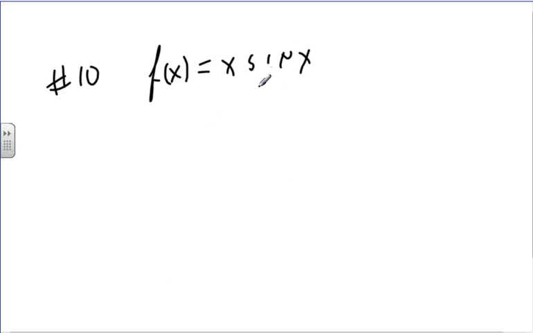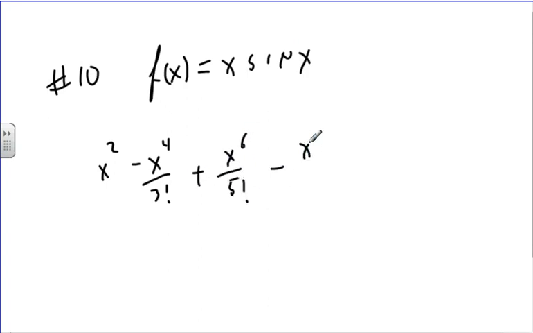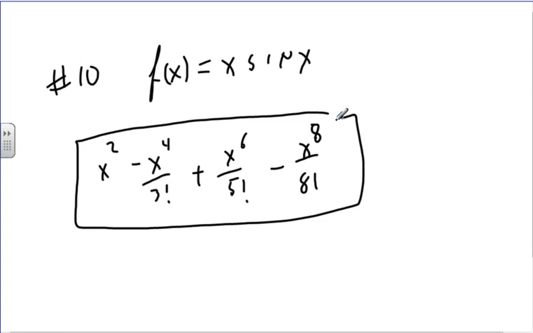Next guy is number 16. No, it's not. Number 10. All right, so number 10 is x sine x. Oh boy. So f of x is equal to x sine x. Now when I get done, I know what sine x is, right? So I had better get x squared minus x to the 4th over 3 factorial plus x to the 6th over 5 factorial minus x to the 8th over 7 factorial. That had better be my answer when I get done, right?